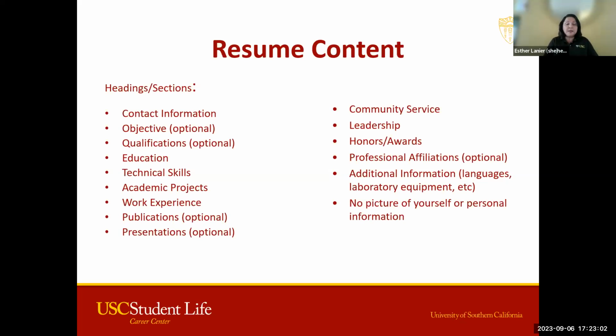Now, when it comes to publications and presentations, these are optional. Again, if you have those as part of your CV, it's fine. You always have to assess, is this information relevant to what I'm applying for? Okay. The rest of the categories, I think they're pretty self-explanatory, I would say, in terms of what you want to provide.